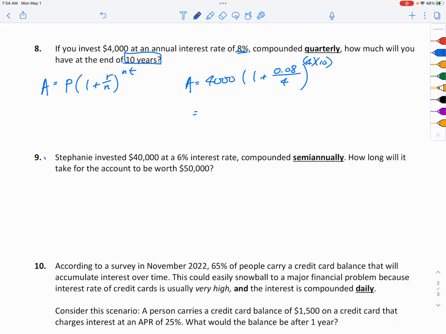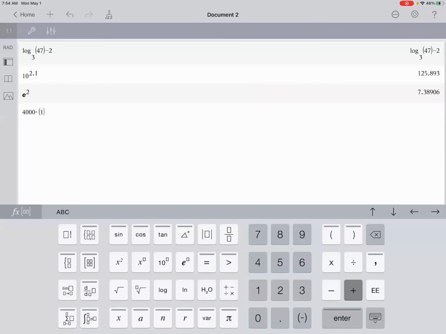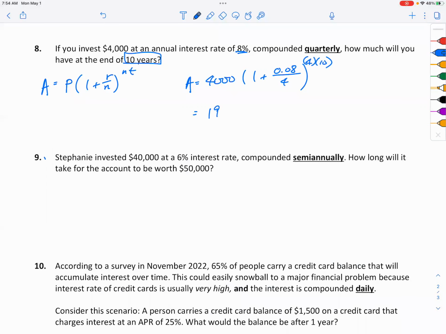So you go ahead and then use the calculator and say 4,000 times 1 plus 0.08 divided by 2, and then you raise to the power of a total of 40. Then you would get 19204. That's pretty good. 19204 dollars. Did I type anything wrong?